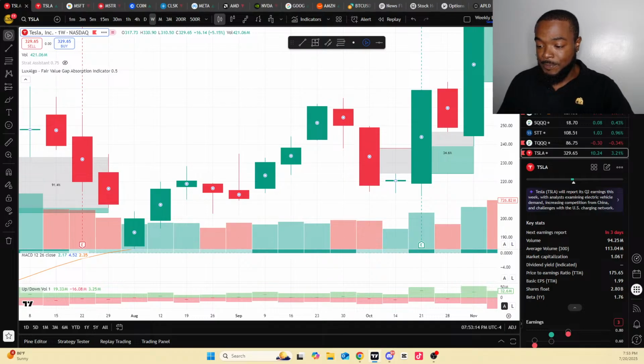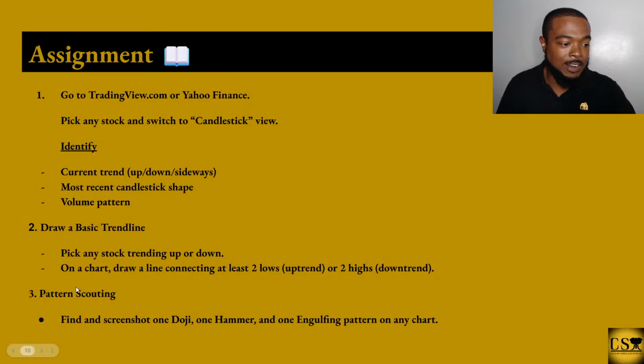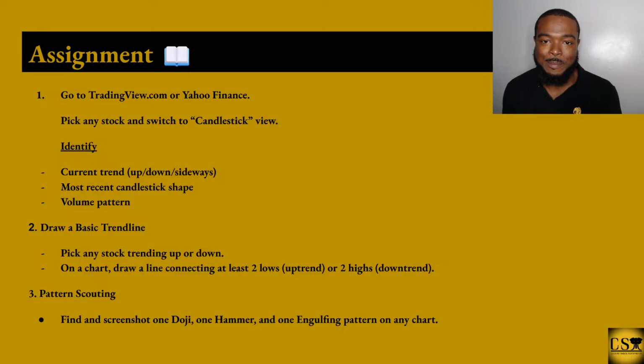So let's make sure we are finding and screenshotting those, turn those in and submit those to the Discord. Everybody that's in the Discord community, put those in underneath the Culture Shock University tab that we have in there.